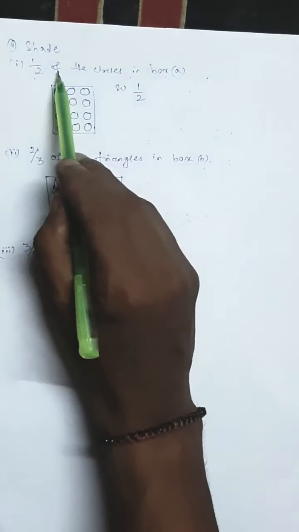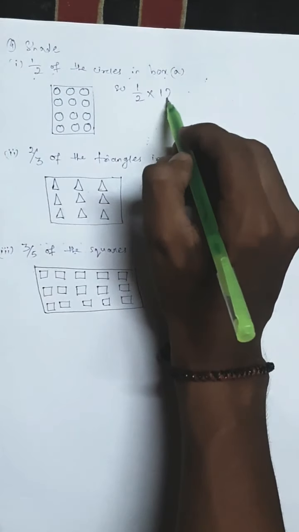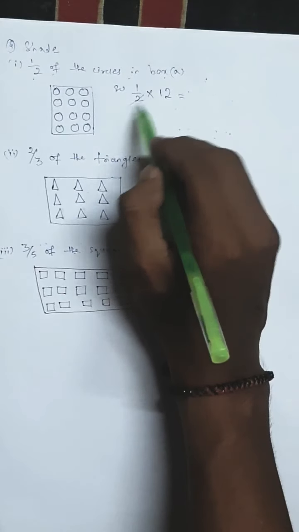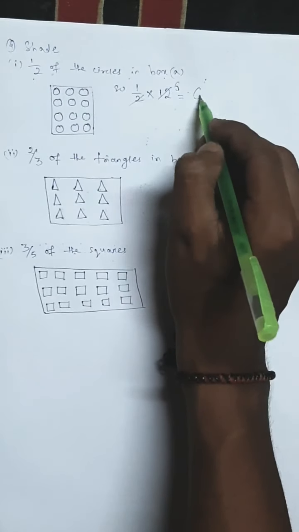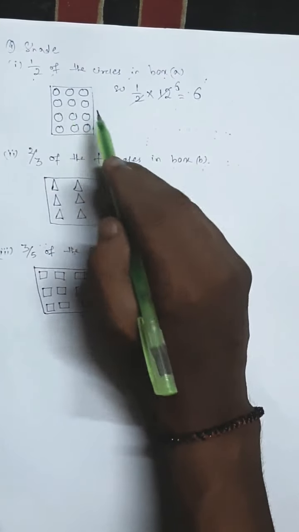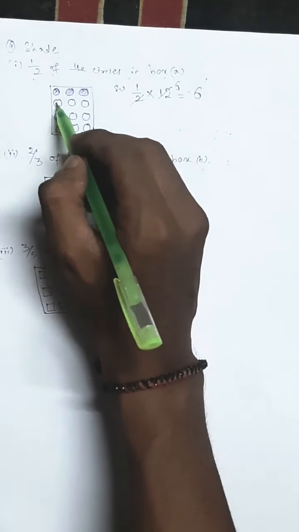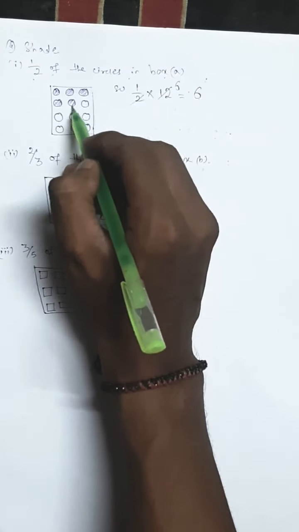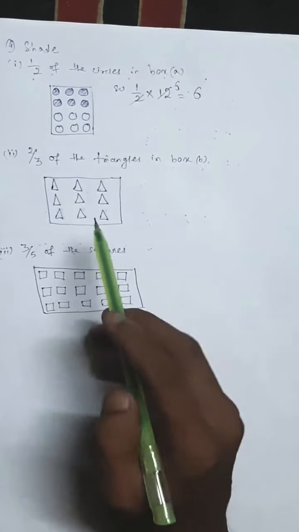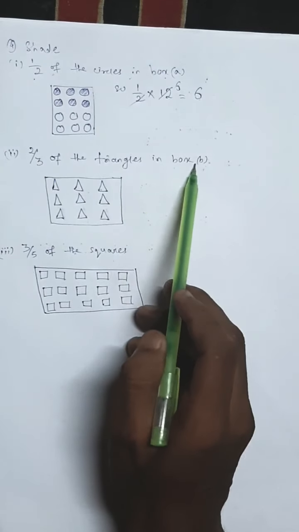So 1 by 2 of means into. How many circles are there? 12 circles. Now 12 is divisible by 2. 2 6s are 12 equals 6. So we have to set 6 circles in the box. 1 2 3 4 5 6 circles. Clear? Then your second bit, 2 by 3 of the triangles in the box.